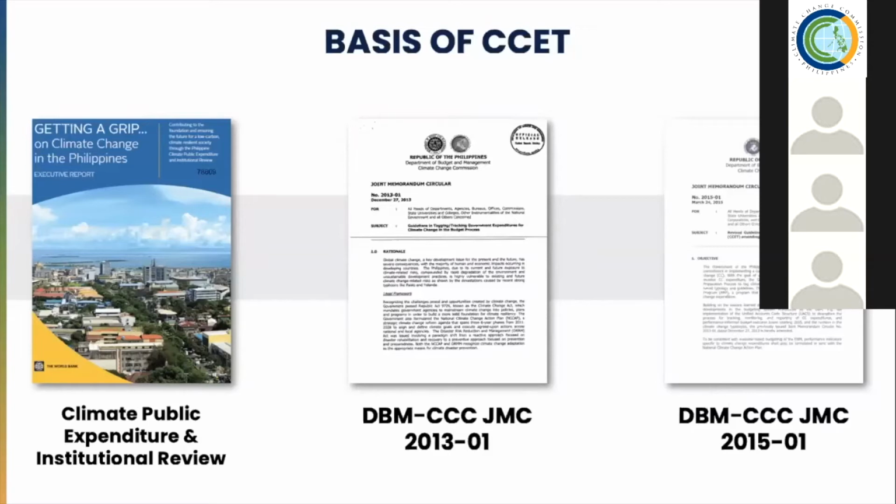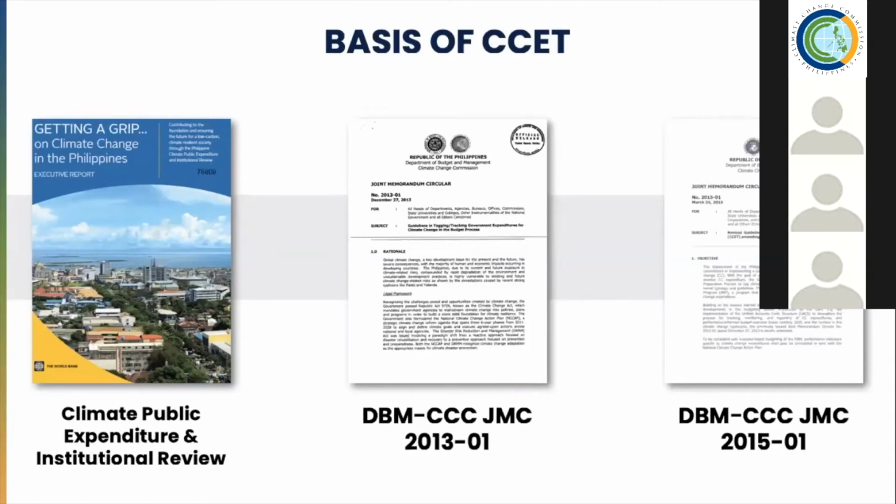Building on the results of the 2013 Climate Public Expenditure and Institutional Review, or CPEIR, and the ongoing public finance management reform, a climate budget framework was developed and implemented to sustain the government of the Philippines' climate reform initiatives. In the same year, the DBM and the CCC issued the Joint Memorandum Circular 2013-01 on the guidelines in tagging and tracking government expenditures for climate change in the budget process.